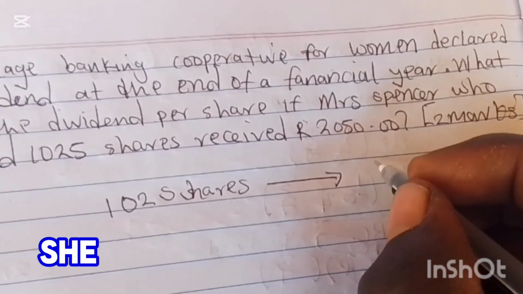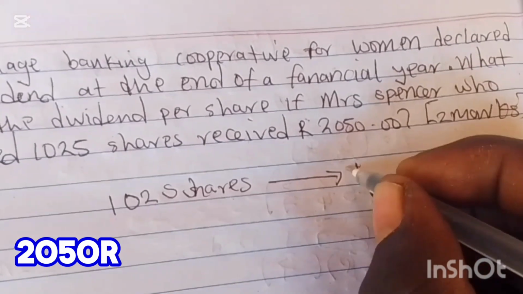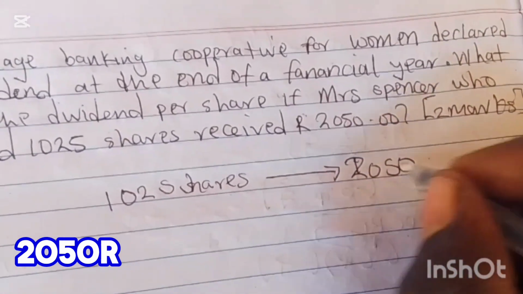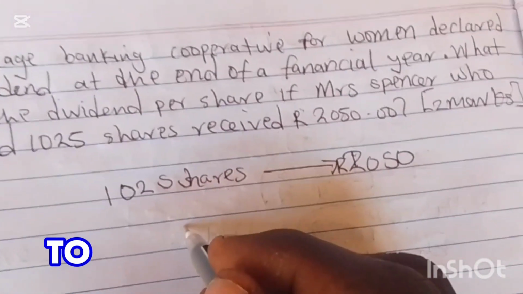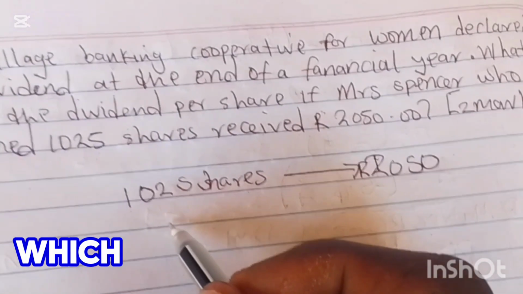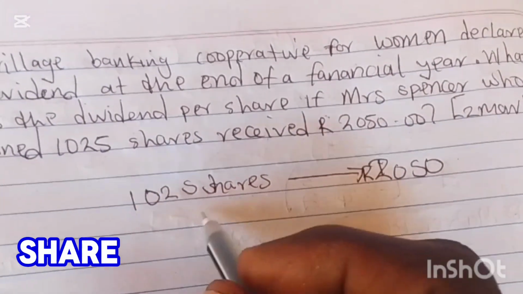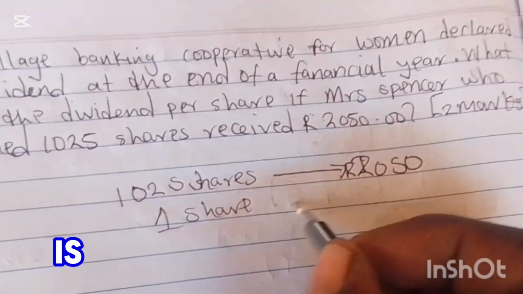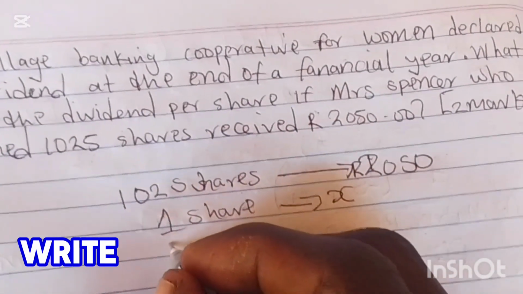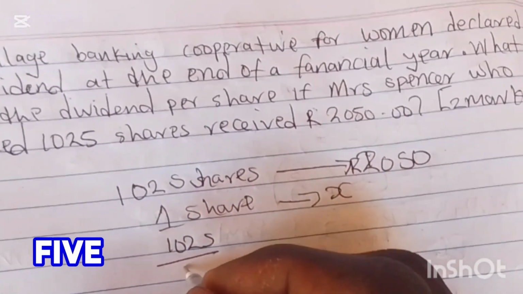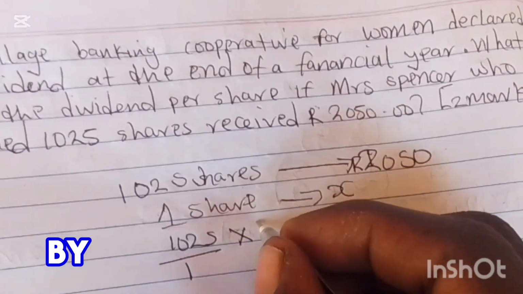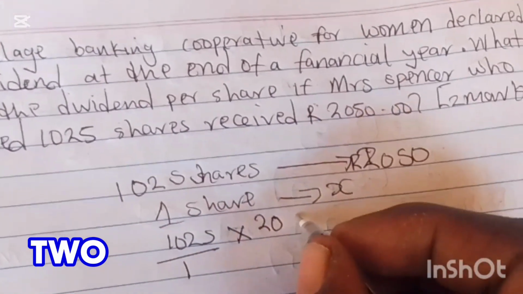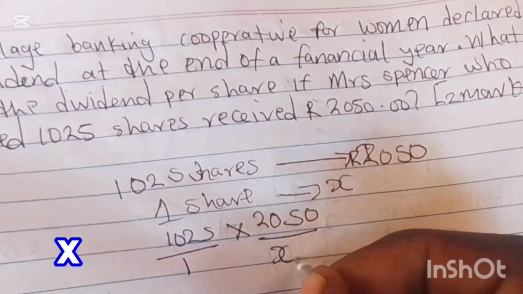And then she received R2,050. So I will need to find the amount for which she bought 1 share, so I need to find the dividend here. We write 1 share is equal to X. So 1025 over 1 equals 2050 over X, and we are going to cross multiply.